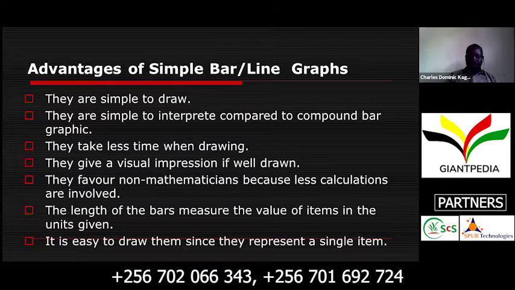Then the other one we also look at, it is easy to draw. They are easy to draw since they represent only one single item. The advantageous part of it is that in most cases, these bar graphs or line graphs, you'll find that they will particularly single out one particular item, and that's what they represent. So it may be simple to represent because it's only one item. Unlike others where you have others representing more than one item, like the circular graphs, which we shall later on look at. So it is important that we take up on some of these advantages.